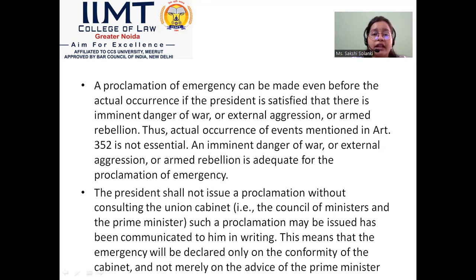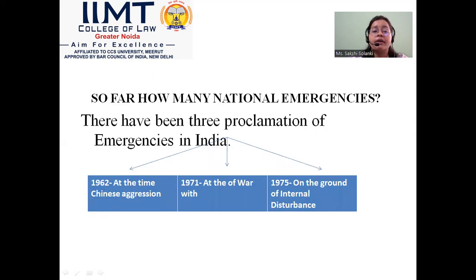The President shall not issue a proclamation without consulting the Union Cabinet, that is, the Council of Ministers and the Prime Minister. Such a proclamation may be issued only when the decision of the Cabinet has been communicated to him in writing. The main important point is that it has to be in writing. This means that the emergency will be declared only on the conformity of the Cabinet and not merely on the advice of the Prime Minister.